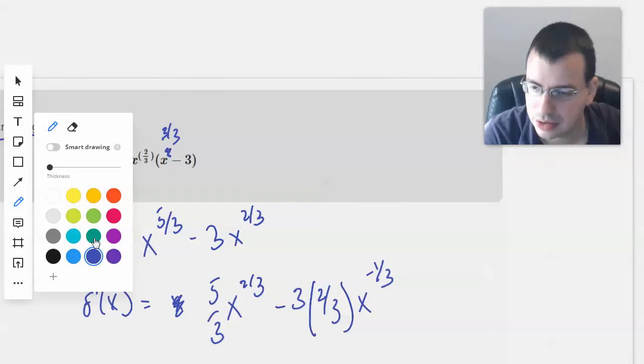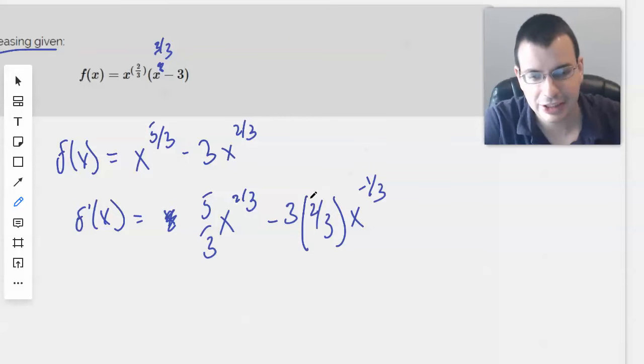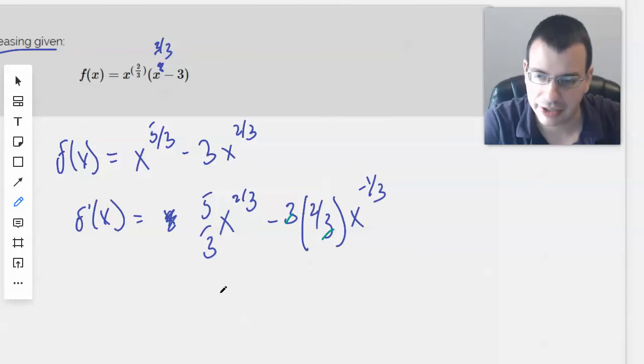Okay. I already used blue. I hate it when I use my favorite color first. Everything is kind of a letdown after that.